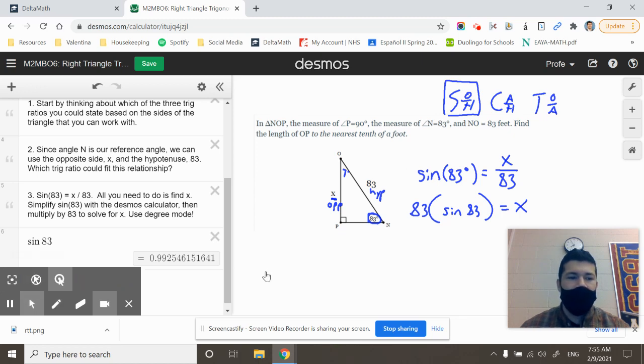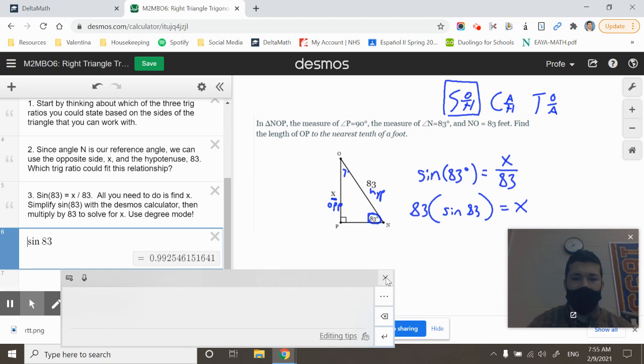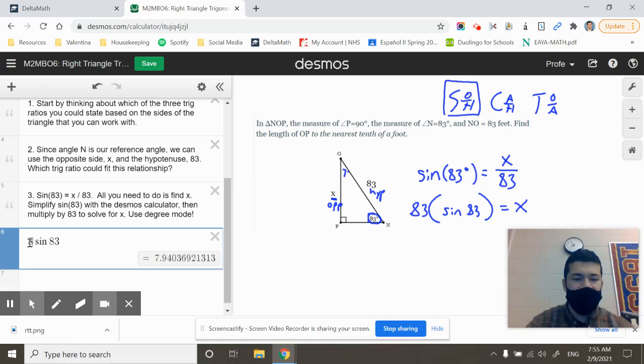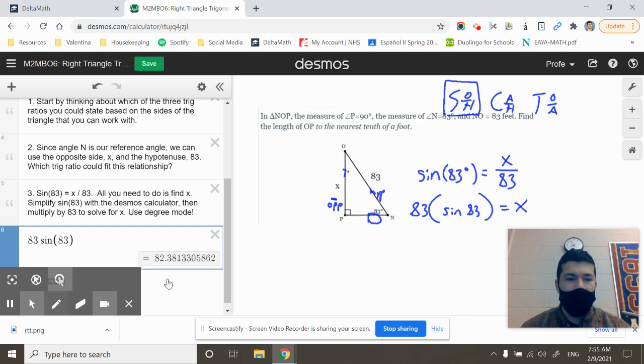So I'm going to put that in my calculator and multiply by 83 so that I don't have to round. I know I said I'd round a second ago. Let's say 83 times the sine of 83. Remember the second 83 is degrees. It tells me that side should measure 82.38 units.